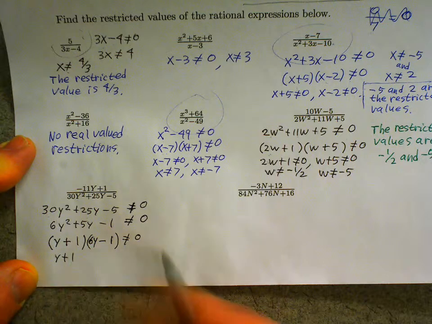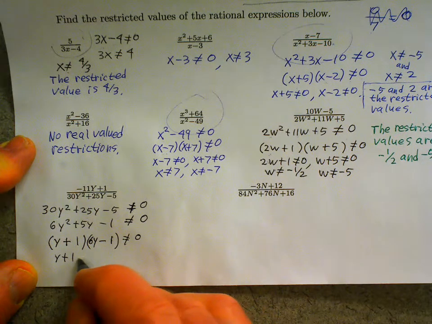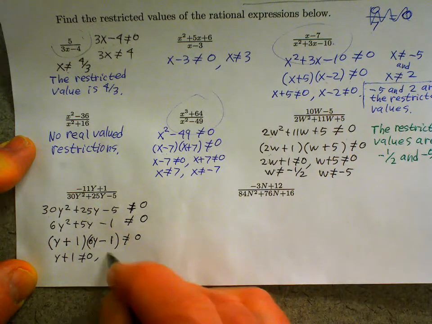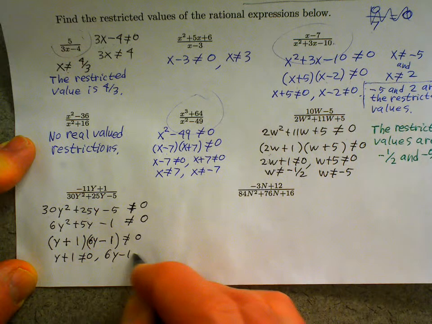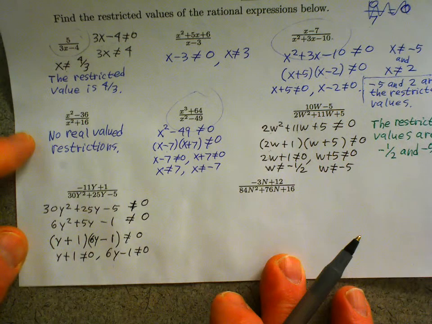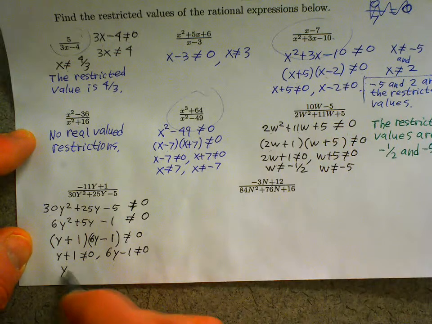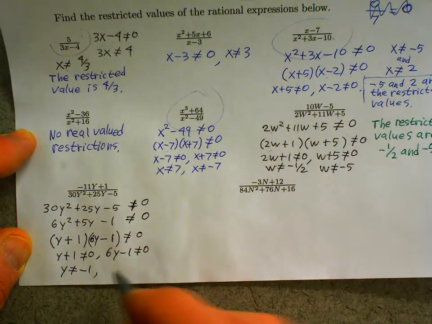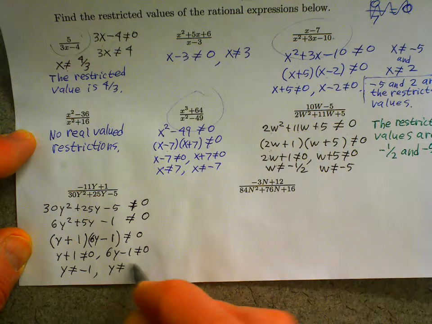Okay, so if the product of those two factors does not equal 0, then we say that neither of the factors is 0. So y plus 1 does not equal 0. 6y minus 1 does not equal 0. And the restricted values, y does not equal negative 1. On this one, add 1 and divide by 6. Y does not equal 1/6.